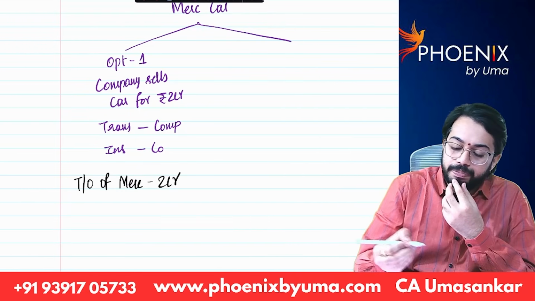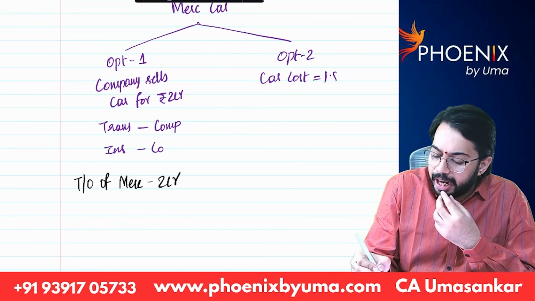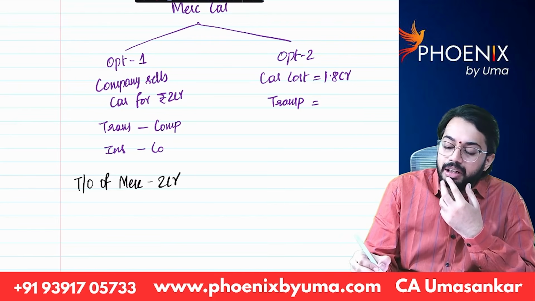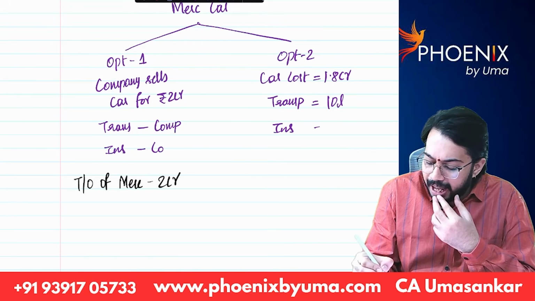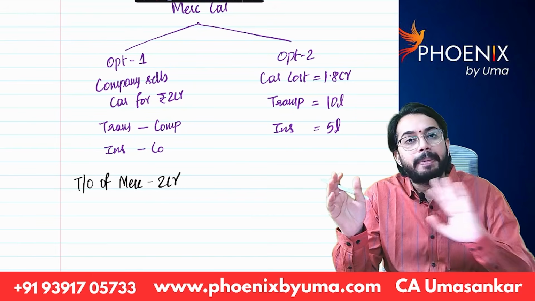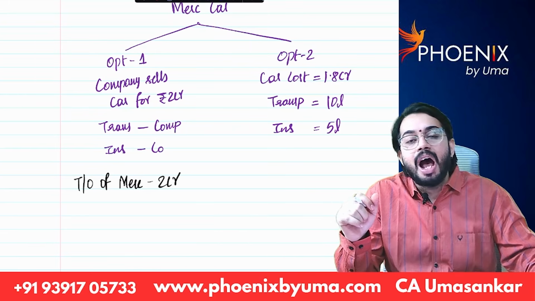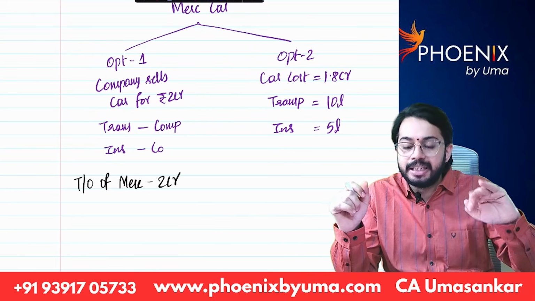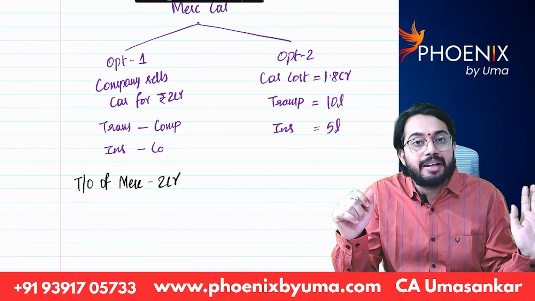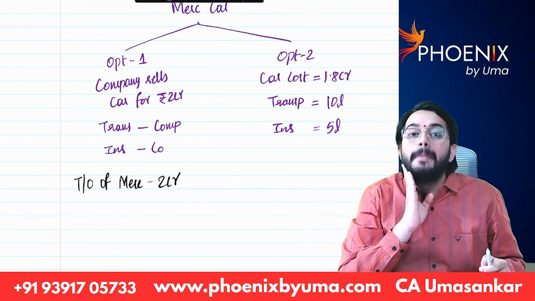Option 2, let's say the car cost is 1.8 crore. Let's say transportation is 10 lakhs, insurance is 5 lakhs. I told Mercedes, don't pay transportation, don't pay insurance. I will pay transportation, I will pay insurance. That means what? Ultimately, to the transporter, Mercedes is paying 10 lakh rupees. Ultimately, to the insurance company, Mercedes is paying 5 lakh rupees. But who is giving this money? I am reimbursing it to Mercedes company.